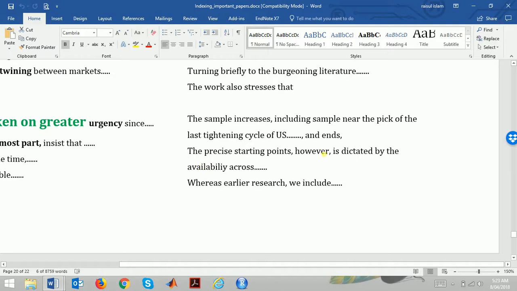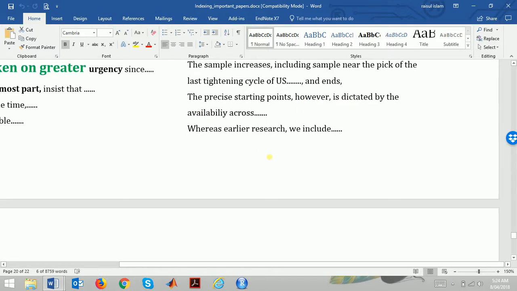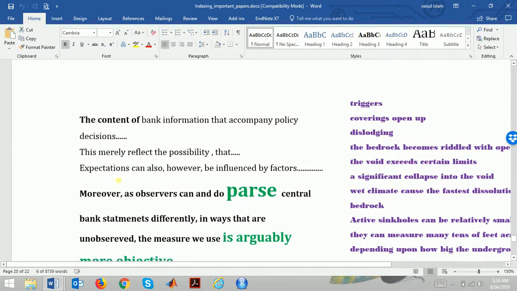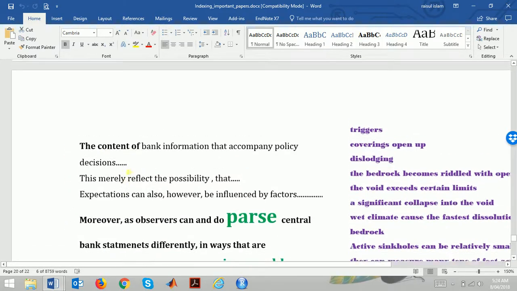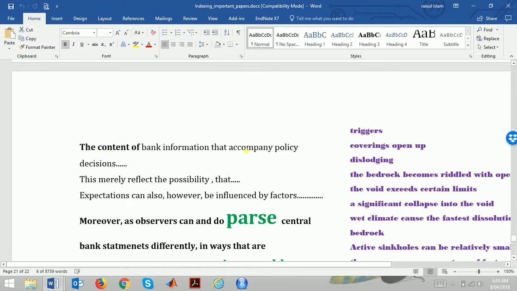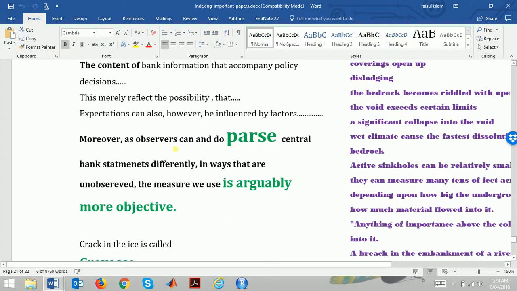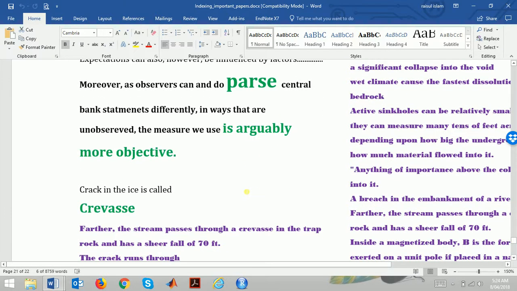and ends, the precise starting point, however, is dictated by availability across, whereas early research we include the content of bank information. This may reflect the possibility. Expectations can also, however, be influenced by factors. Moreover, as observers can and do parse central bank statements differently, parse means compute or interpret in ways that are unobserved, the measure we use is arguably more objective.